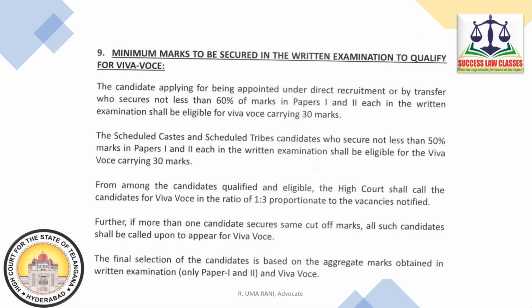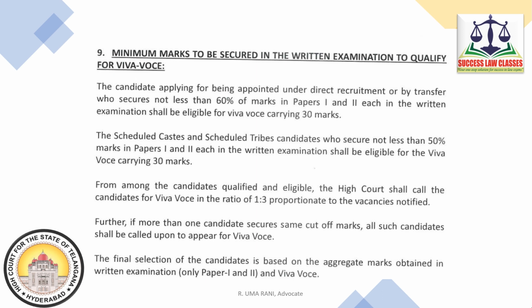Then the minimum marks to be secured in the written examination to qualify for viva will be not less than 60% of marks in paper 1 and paper 2 for direct as well as by transfer recruitment. The viva test carries 30 marks. The Scheduled Caste and Scheduled Tribe candidates who secure not less than 50% marks in paper 1 and paper 2 each in the written examination shall be eligible for viva voce carrying 30 marks.